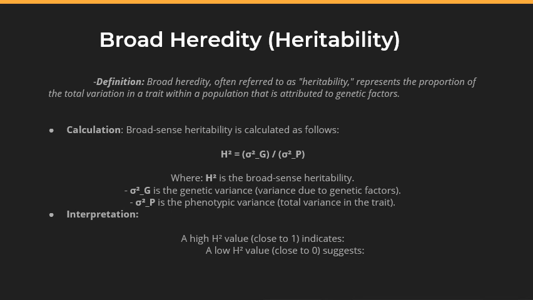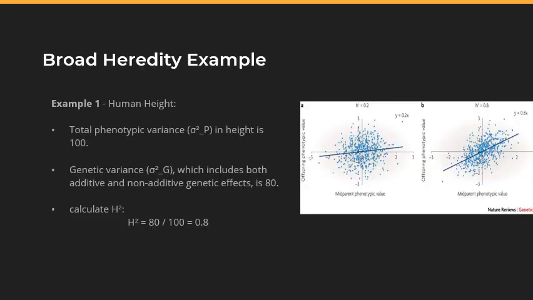So here we can see the calculation. We're given the equation where H squared is the broad sense heritability and our different terms to substitute into. A high H squared value close to 1 indicates that a significant proportion of the trait's variability is due to genetic factors, both additive and non-additive. A low H squared value, closer to 0, suggests that the trait is primarily influenced by environmental factors and has little genetic contribution.